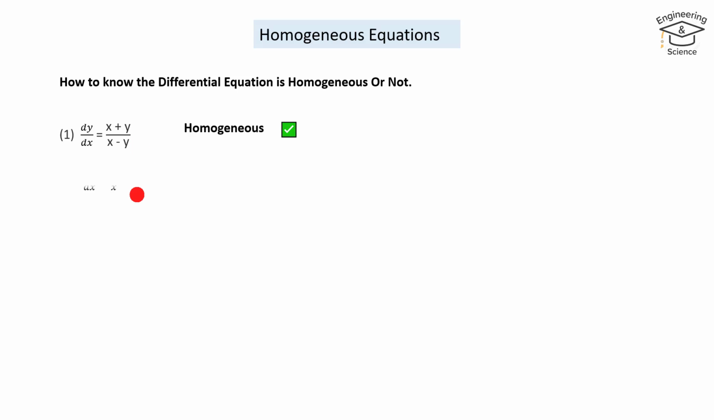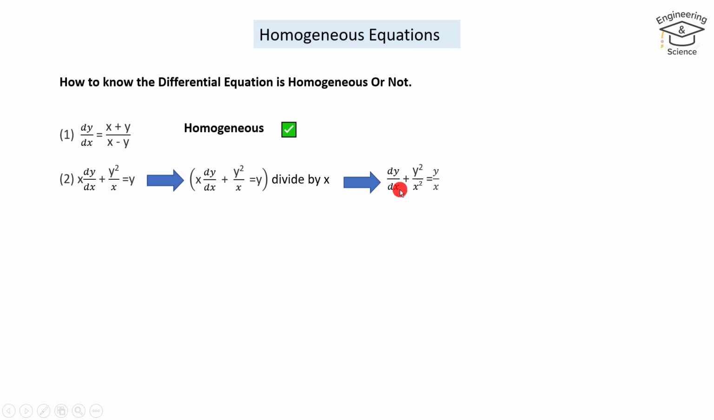Let's solve another example. x dy over dx plus y squared over x equals y. Let's simplify this equation. By dividing both sides by x, it becomes dy over dx plus y squared over x squared equals y over x. Here we have 2 power of y, here 1, so it will be 3 power of y. But here we have 2 power of x, here 1, it's 3 power of x, which equals the power of y. So this differential equation is homogeneous.